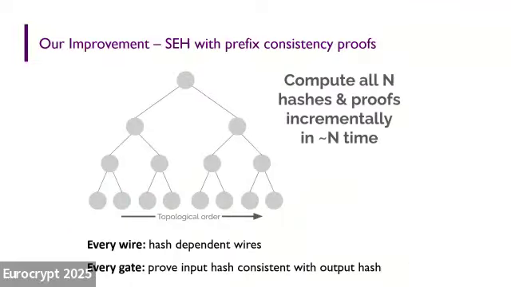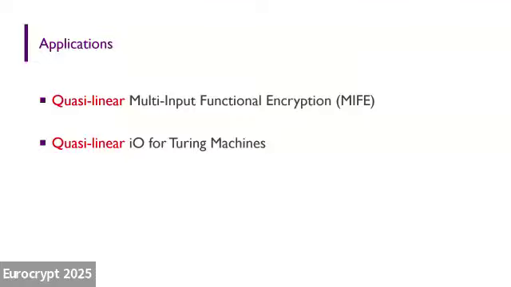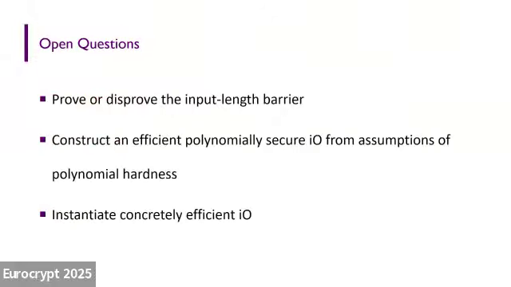By an incremental algorithm, we can compute all n hashes and proofs in quasi-linear time. Our paper also gives two applications of our circuit work: a quasi-linear multi-input functional encryption and a quasi-linear I/O for Turing machines. Finally, we leave some open questions related to our work.